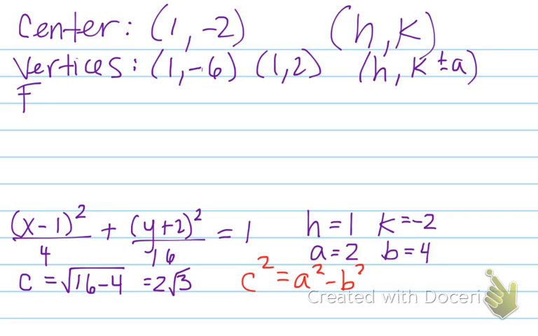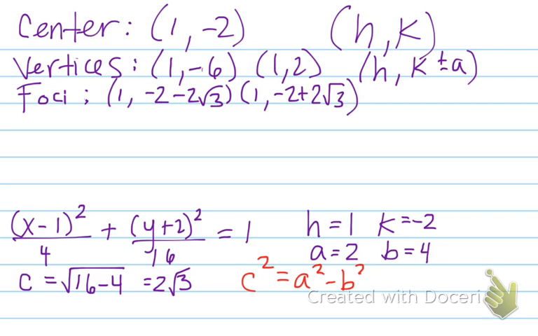And we know that the foci are at (1, -2 minus 2 root 3) and (1, -2 plus 2 root 3). And again, we know that because those are at (h, k plus or minus c). So that's the center, the vertices, and the foci of an ellipse.